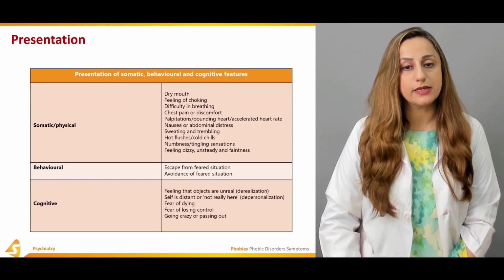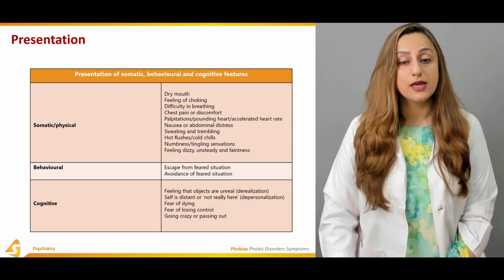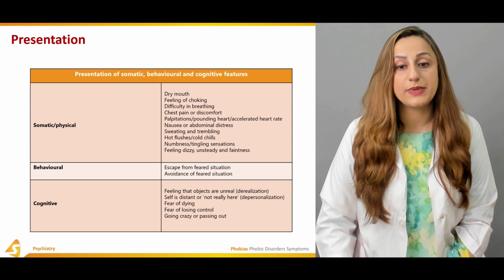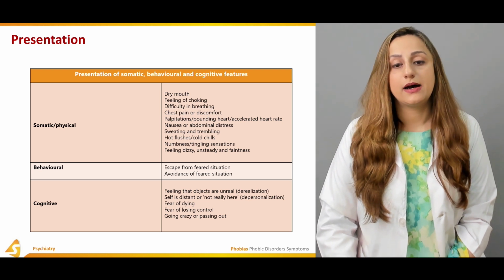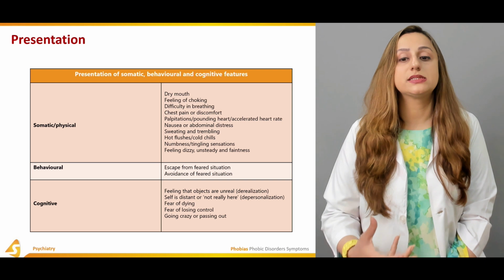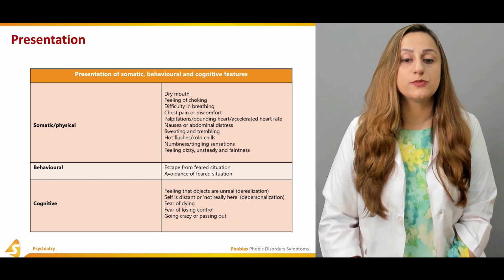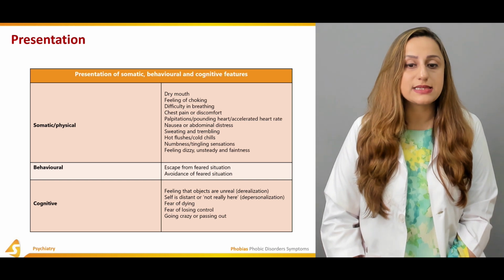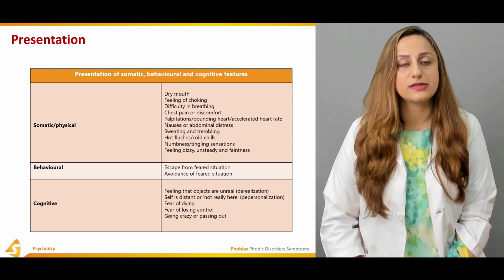So the presentation of somatic, behavioral, and cognitive features usually consists of the somatic or physical symptoms, including dry mouth. A feeling of choking is usually present, due to the retrosternal constriction that usually occurs in these patients. Then the difficulty in breathing is again due to that retrosternal constriction. Chest pain or discomfort is experienced by these individuals. Then the patient will give you a history of palpitations, pounding heart or accelerated heart rate. Nausea or abdominal distress is seen in these individuals due to these panic attacks. Then the person will also give you a history of sweating and trembling, hot flushes and cold chills, numbness or tingling sensations, feeling dizzy, unsteady, and then faintness or episodes of unconsciousness are usually experienced by these individuals.